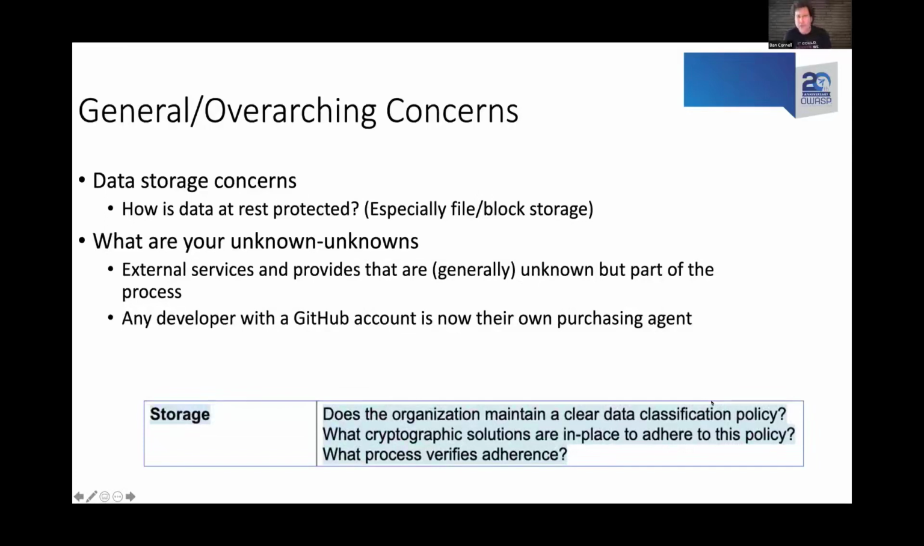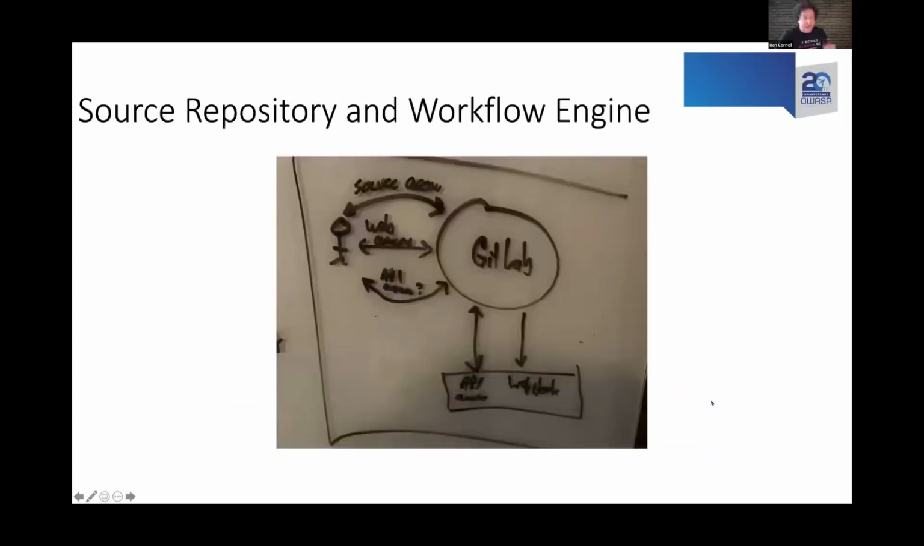And again, a challenge here is that any developer with a GitHub account is now potentially their own purchasing agent, which for a lot of security practitioners is really a terrifying concern.